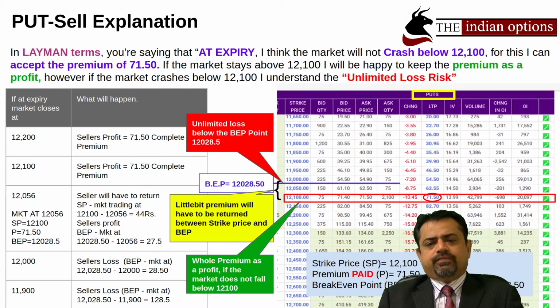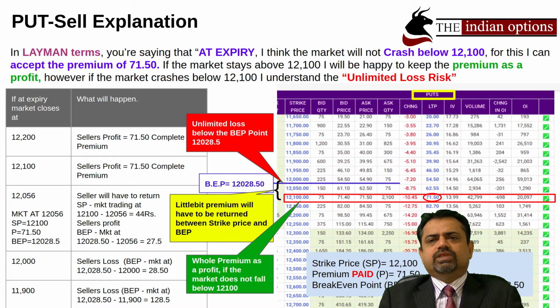And if the market closes anything below the blue line, that is the break-even point line, 12028.50, then you are actually looking at unlimited loss. Now this is the kind of situation that you have, and there are ways to come out of this unlimited loss, so don't worry about it.